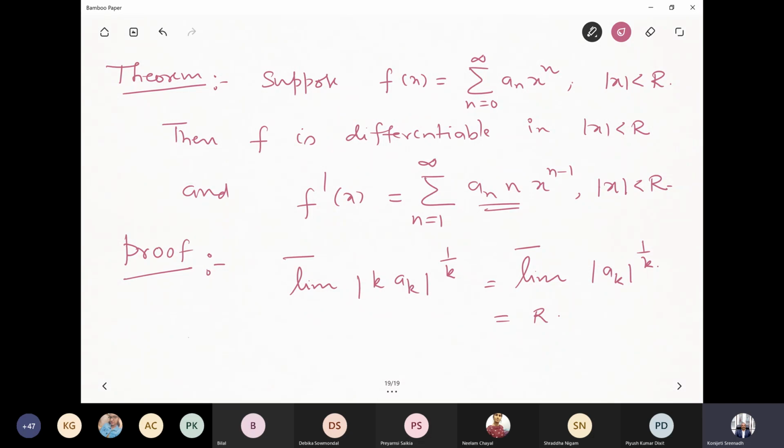F converges in r. Therefore, the series in f prime, or let me write the series a n n x power n minus 1, converges for mod x. Excuse me, sir. Yeah, this should be equal to 1 by r. Yeah, 1 by r. Thank you. It is going to be 1 by r. Therefore, the series converges for mod x less than r. But we have not yet shown that this is the derivative of f.